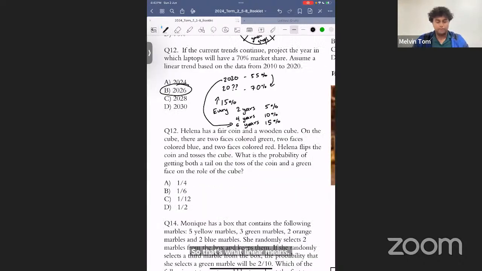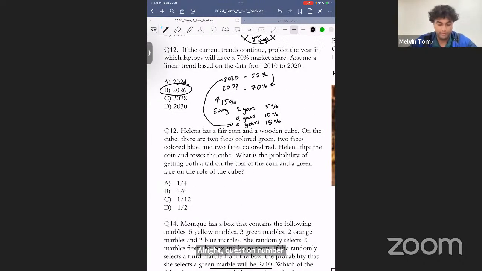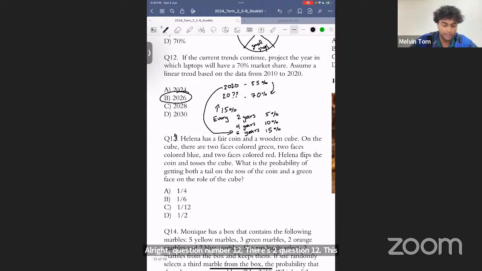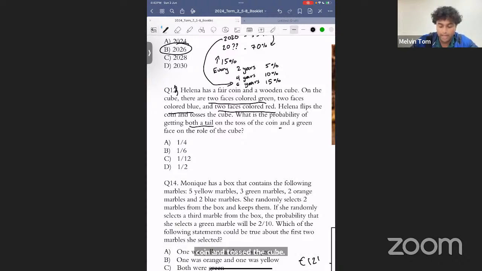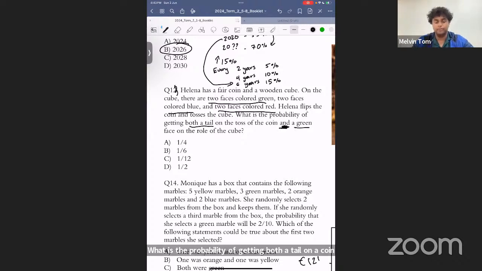All right. Question number 12. There's two question 12s. This is 13, obviously. Helena has a fair coin and a wooden cube. On the cube, there are two faces colored green, two faces colored blue, two faces colored red. Helena flips the coin and tosses the cube. What is the probability of getting both a tail on the coin toss and a green face on the roll of the cube?